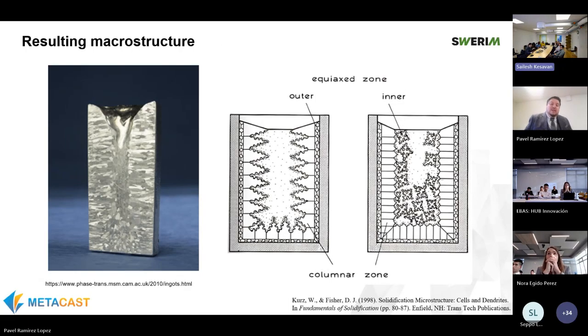The same goes for the classic work, Fundamentals of Solidification, from Kurz. So what happens when we complete the solidification? Well, we end up with a macrostructure. The microstructure gives rise to a full structure, and this could be, like in the example on the left, an ingot. When we cut it and analyze it through etching, we can reveal the grains that occur, and it tells us a bit about the story of how the solidification occurred.